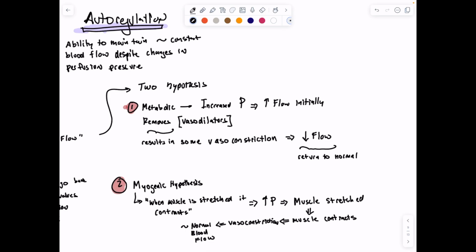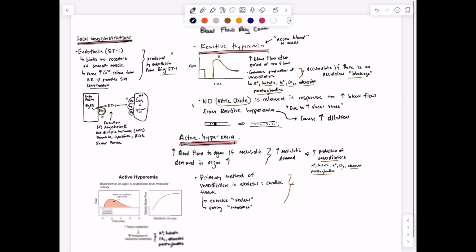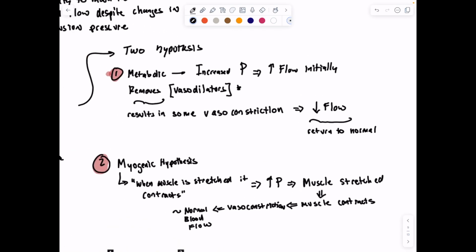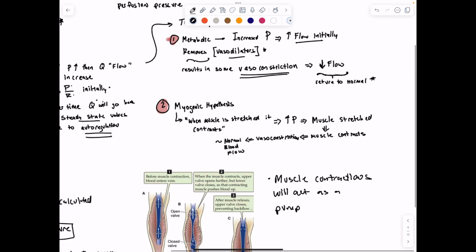But there are two different theories or hypotheses for how autoregulation works. The first is the metabolic idea, and so this is basically that increased pressure is going to cause that increase in fluid flow initially. That increase in flow is going to remove the concentration of the vasodilators that are constantly being produced, right? That's the H+, lactate, potassium, carbon dioxide, adenosine, prostaglandins. And as a result of that increase in flow removing the concentration of vasodilators, you're going to have some vasoconstriction, and this is going to decrease the flow and return your overall flow to the organ back to normal. All right, so the metabolic hypothesis is increase flow, remove vasodilators, cause vasoconstriction, get flow back to normal despite the increase in pressure.